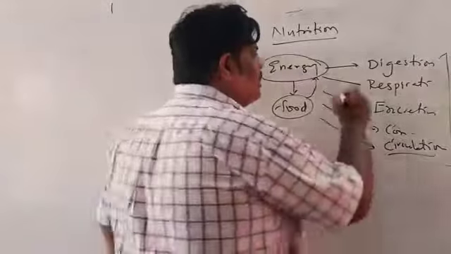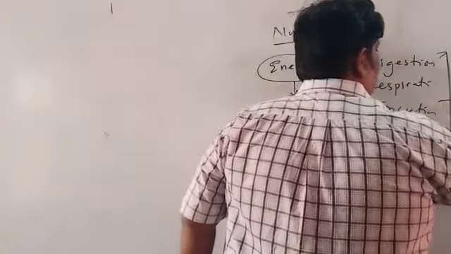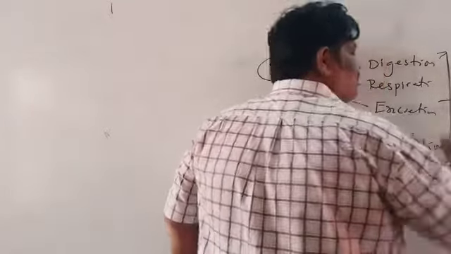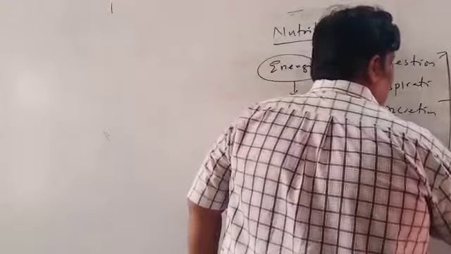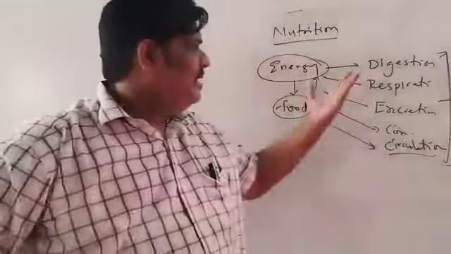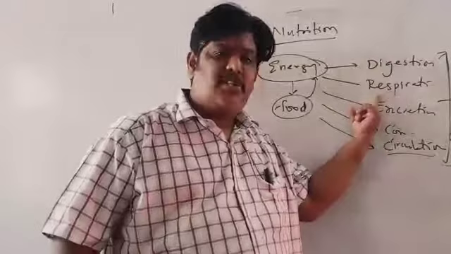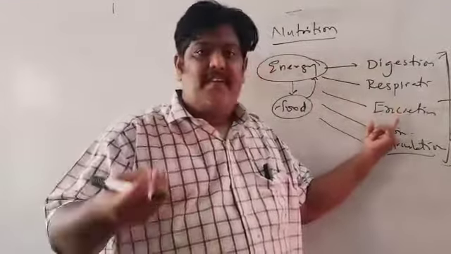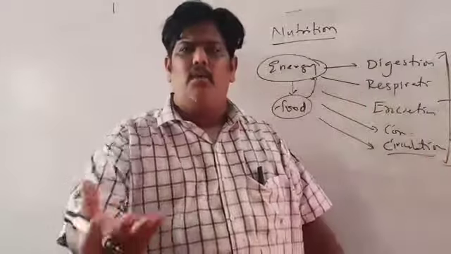All these processes are called life processes. You know why they are called life processes? Because all these processes help in our survival. Just assume if your digestion stops, what happens? You will not survive. If your respiration stops, you will not survive. If excretion stops, you will not survive. If your brain completely becomes dead, you will not survive.